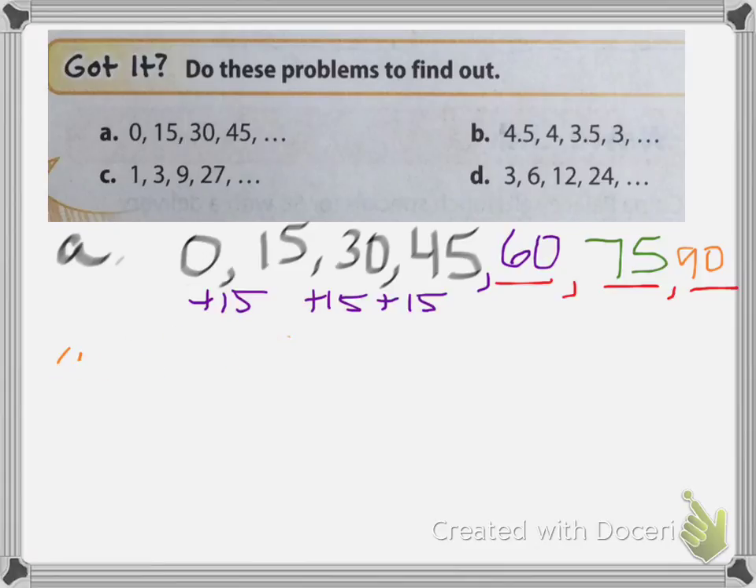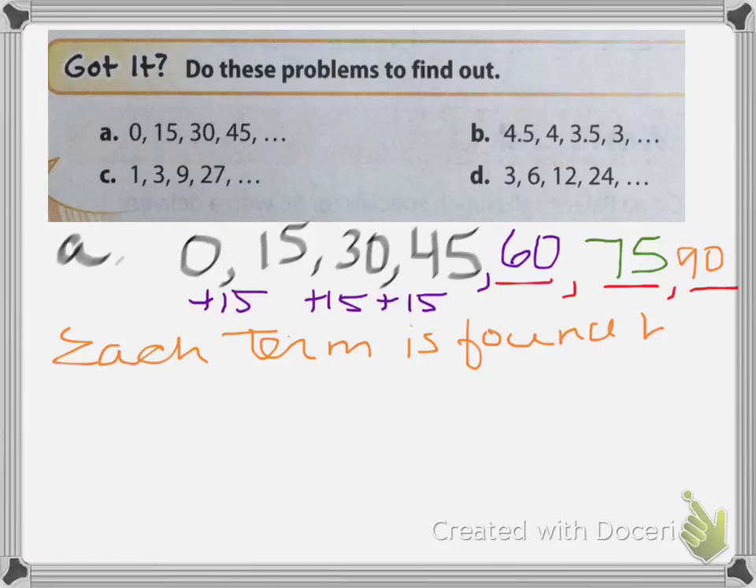And actually, I should probably have you write a more extended version here. So instead of just add 15 for A, let's go ahead and say that each term is found by adding 15 to the previous term.